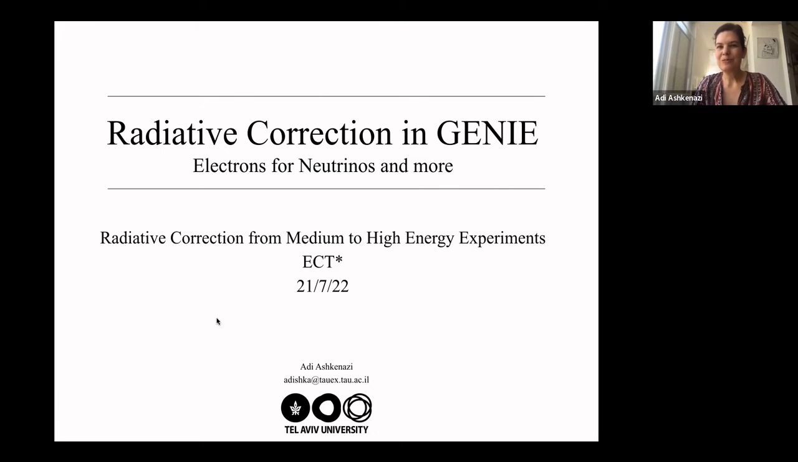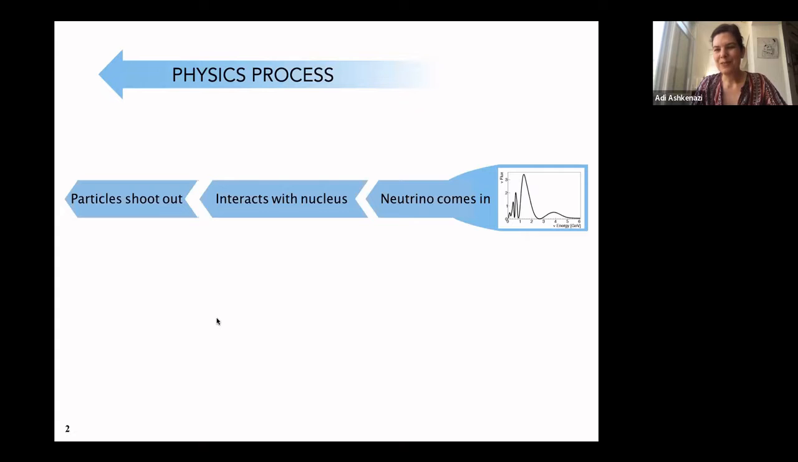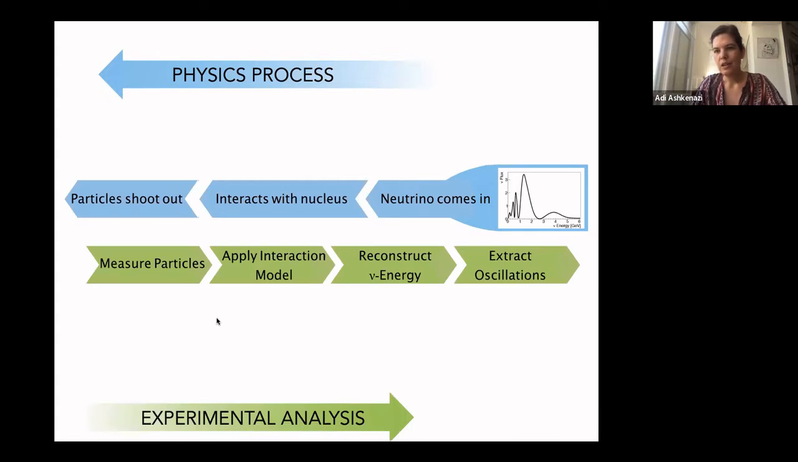Okay, so we're coming from the field of neutrino oscillation, as was seen in Sasha's talk yesterday. We're measuring the oscillated flux coming from neutrino accelerators. They're incoming to our detector, interacting with the nucleus, and many particles are shooting out. We are very used to measuring those outgoing particles, applying the interaction model, and reconstructing the neutrino energy, which is the one thing that we care about, to extract the oscillation parameters.